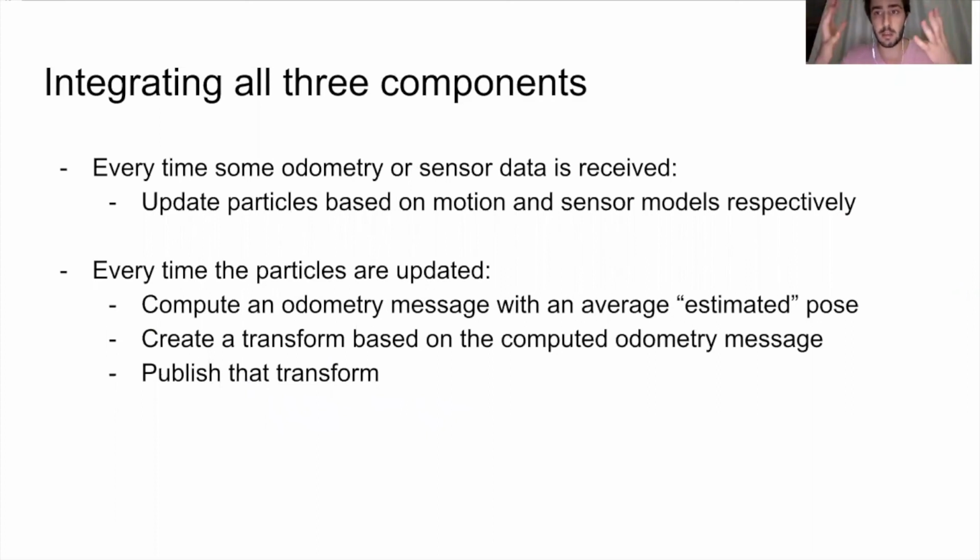The high-level understanding of our approach is that every time we receive some odometry or sensor data, we update the positions of the particles based on the motion and the sensor models. Then, after the particles are updated, we create an odometry message with a pose that we computed earlier as an average pose. Then we create a transform based on this odometry message, and we publish that transform to the robot, which is the end of our Monte Carlo localization algorithm.